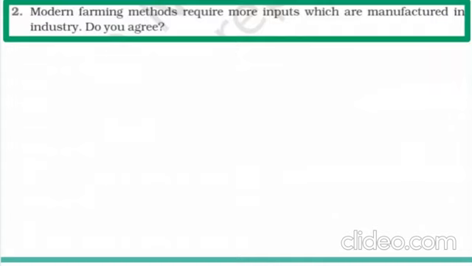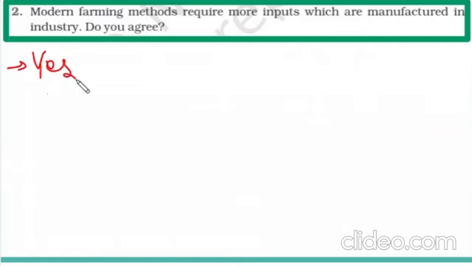Now next we have written questions. So students, for the written questions, I'll explain the main points, and then you will try to write your answer in your own words. Okay, so let me explain the question. Modern farming methods require more inputs which are manufactured in industry. Do you agree? Now, yes. How can I say yes?